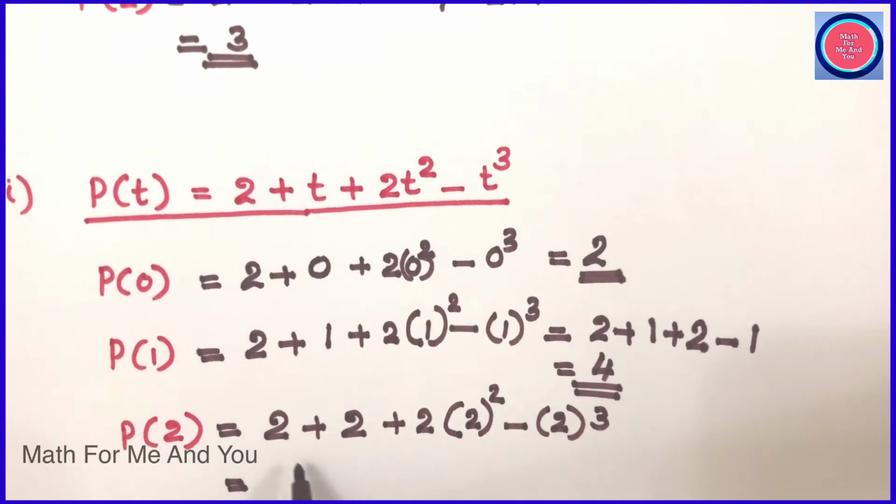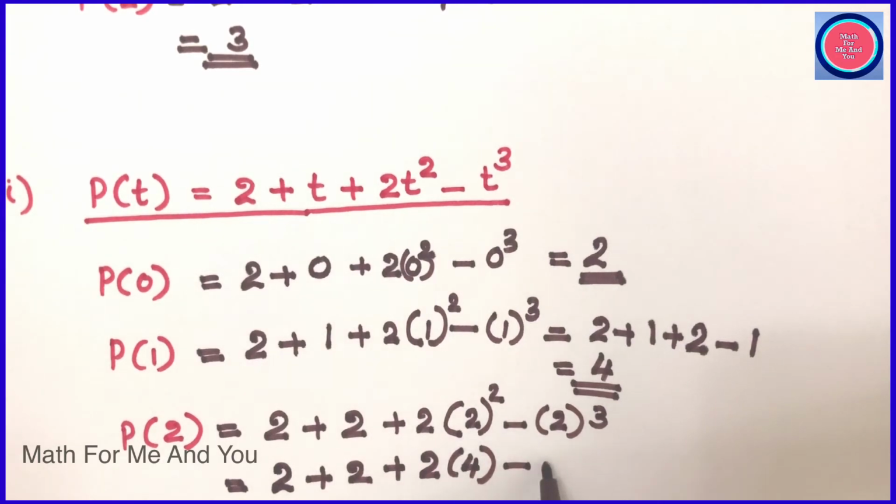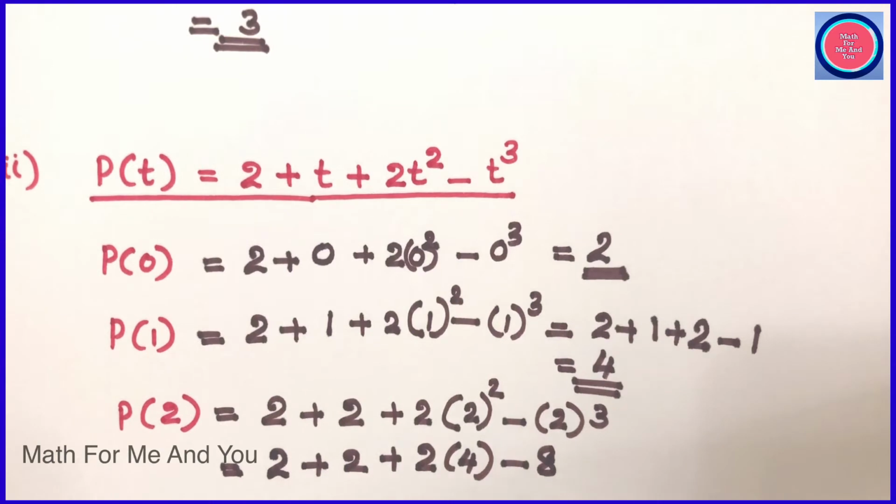Then we can write 2 plus 2 plus 2 times, what is 2 square? 2 times 2 is 4. So it is 2 times 4 minus 2 power 3. 2 power 3 is 8, which is 2 times 2 times 2. So it is 8. So finally, what do we get?